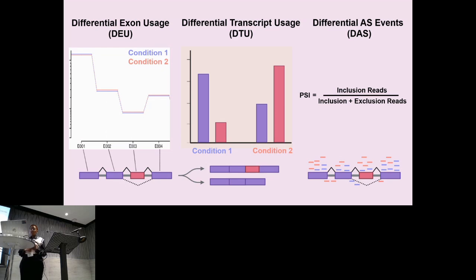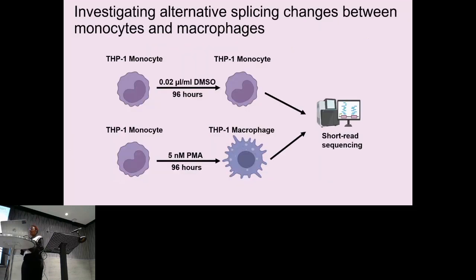For these PSI values, DAS analysis then measures the changes in these PSI values for each detected event between our condition groups. I therefore used these count-based methods to investigate alternative splicing changes between monocytes and macrophages using a lab-established protocol where we use low-dose PMA to induce THP1 monocytes to differentiate into macrophages.